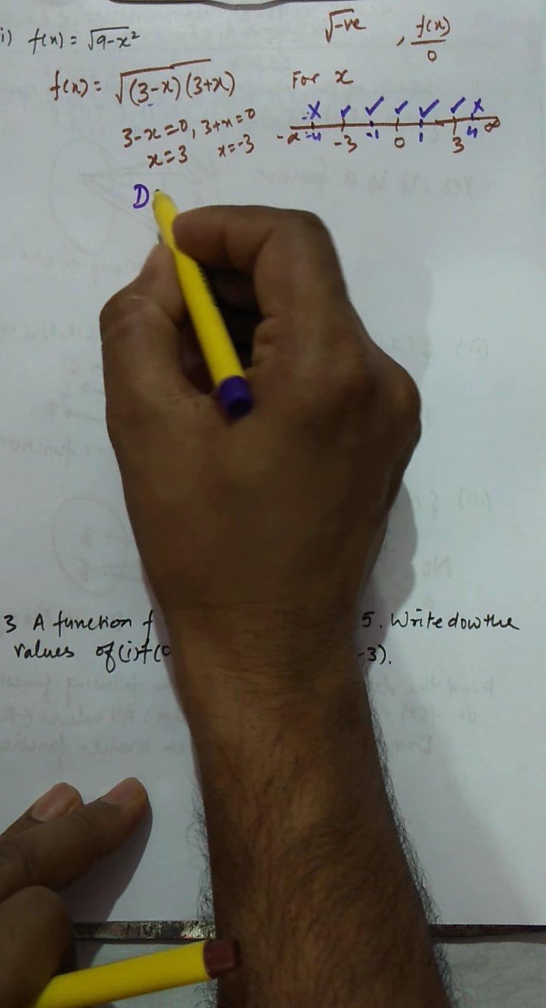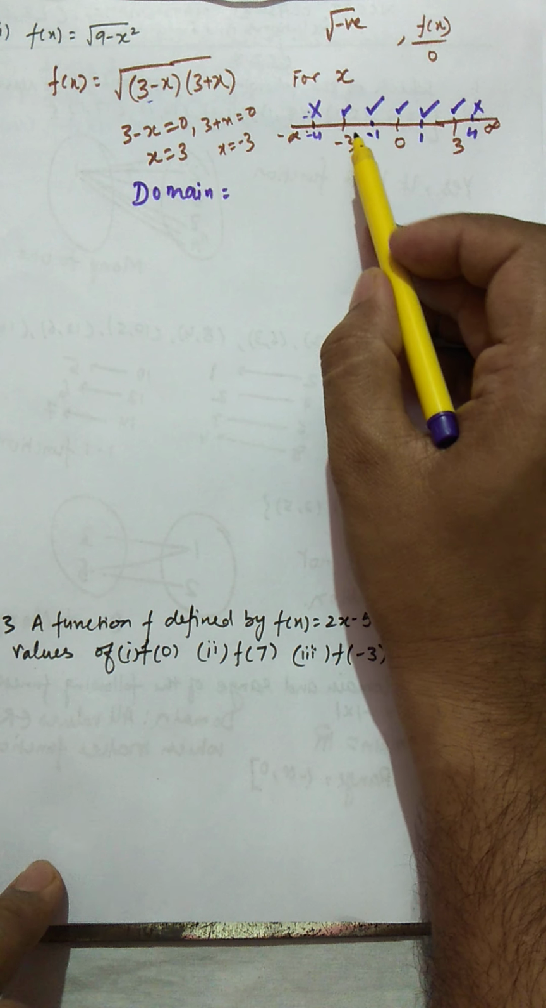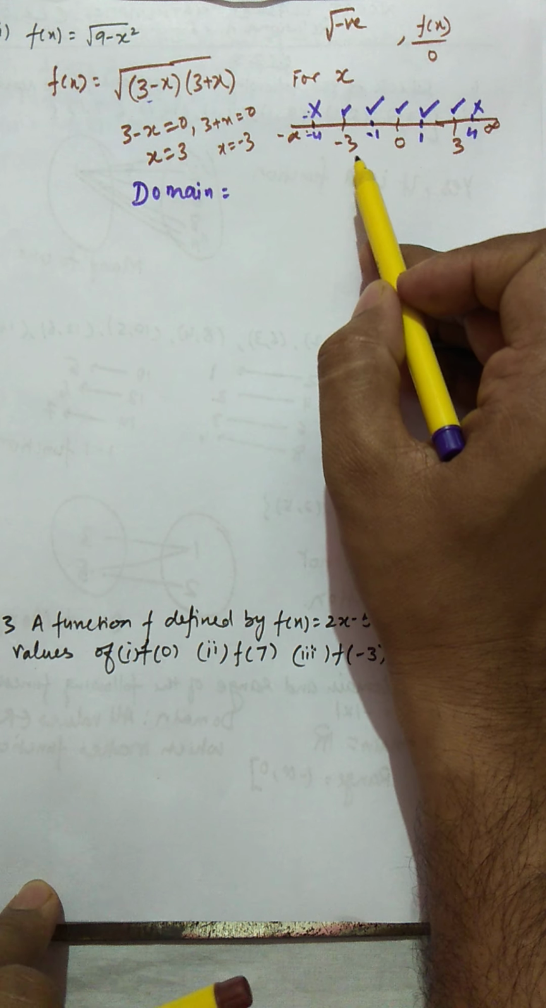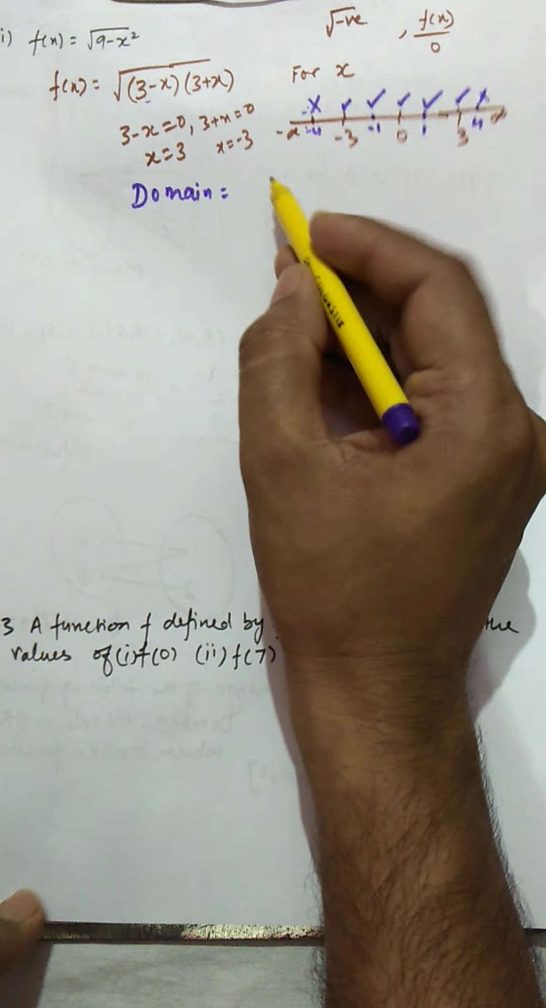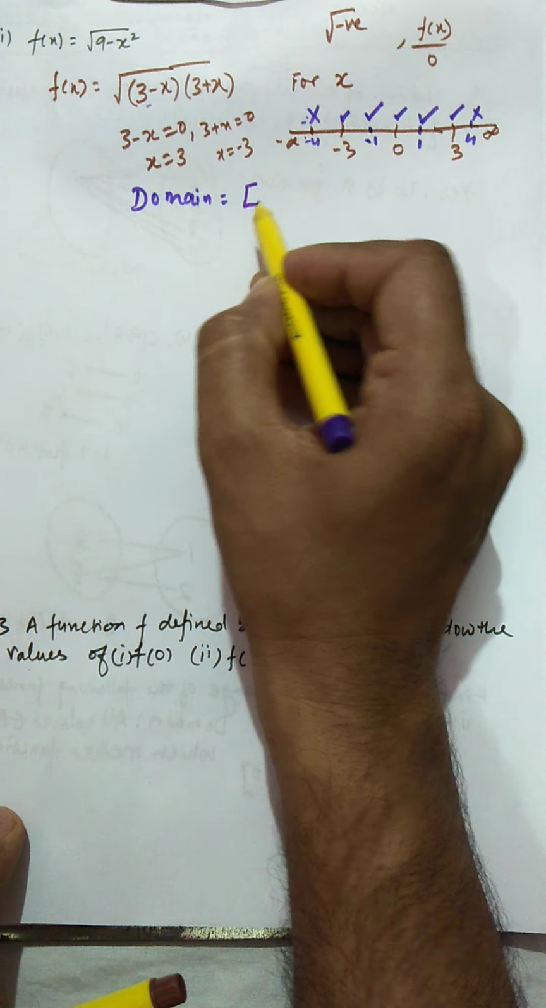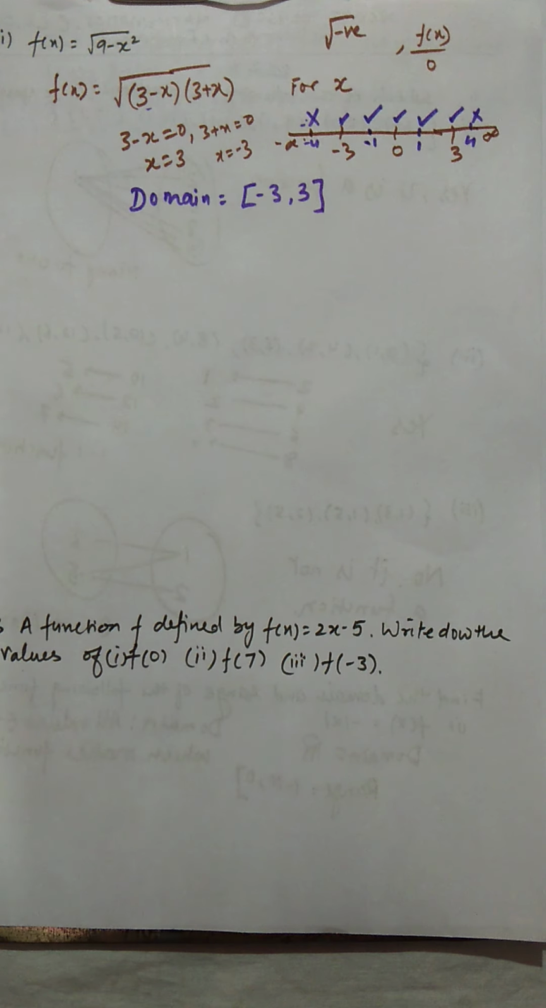So we can write the domain in interval form. And you can see the interval is, you are taking -3, you are including -3, and you are going, ticked, up to 3, including 3. So it means your domain is going to be -3 to 3. So this way you can find your domain.